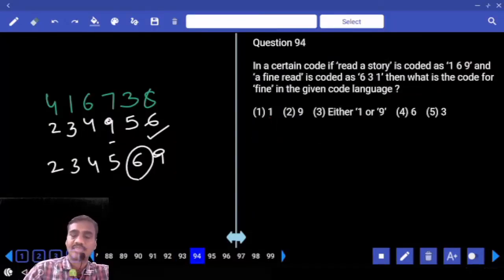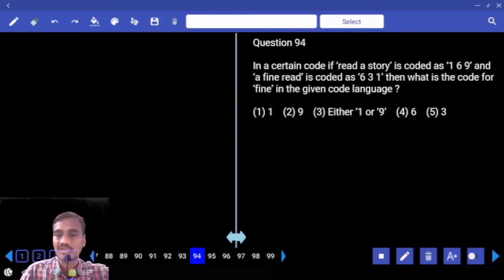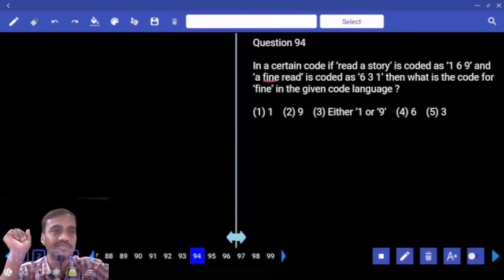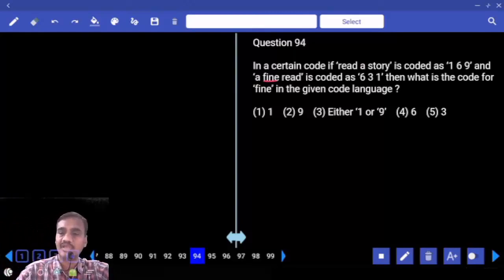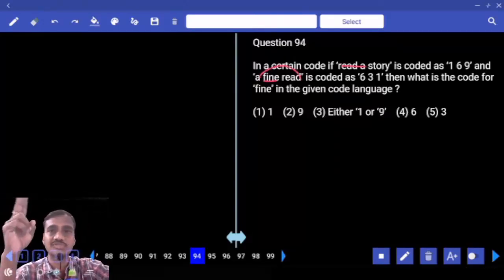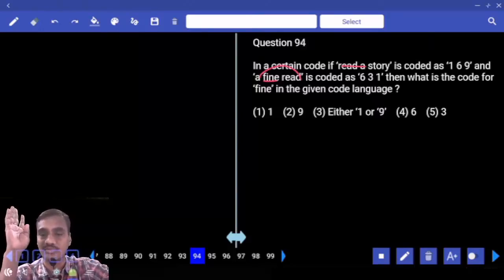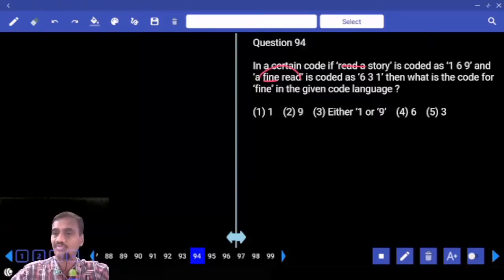Then 94. In a certain code language, if read a story is coded as 169 and a find read is coded as 163. What is the code for find? Now find is there in the second statement. If you compare the first and the third, a and read is common. Here also a and read is common. Hence 2 words are common. Obviously 2 codes will be common. What are the 2 codes that are common? 1 and 6. Hence 1 and 6 stand for a and read in any order.